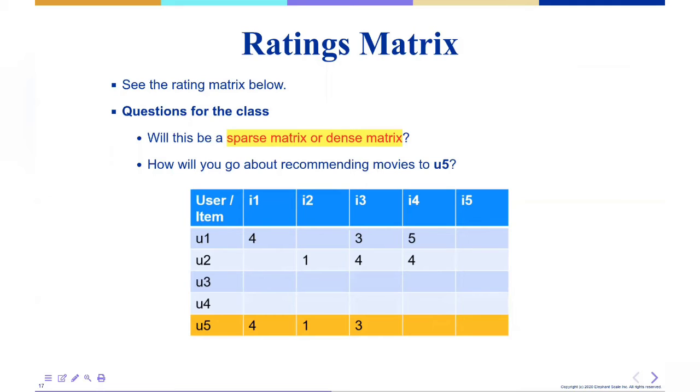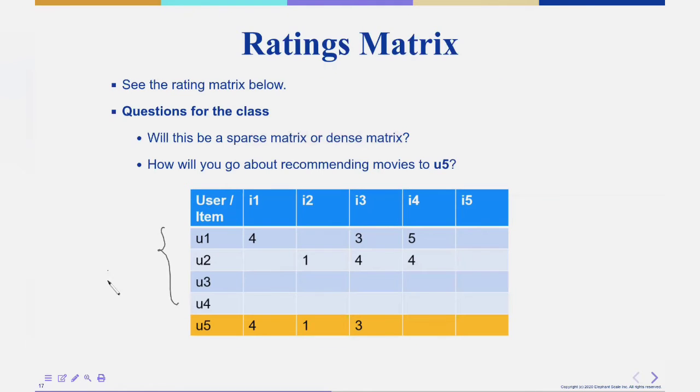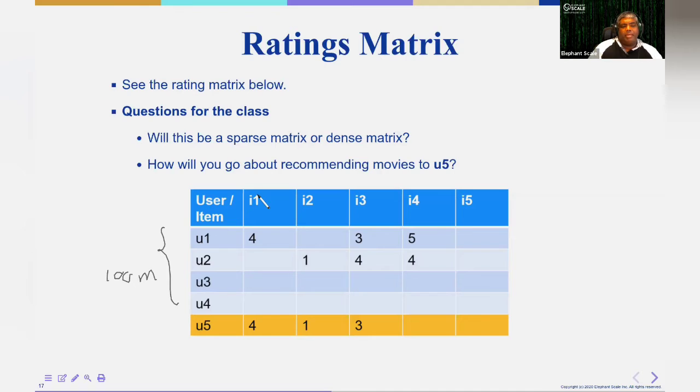It's a very sparse matrix, right? Because imagine Netflix. Let's say they have, I don't know, 100 million users, so you're going to have 100 million rows. And let's say they have maybe 100,000 movies. So I now have a matrix of 100 million times 100,000.